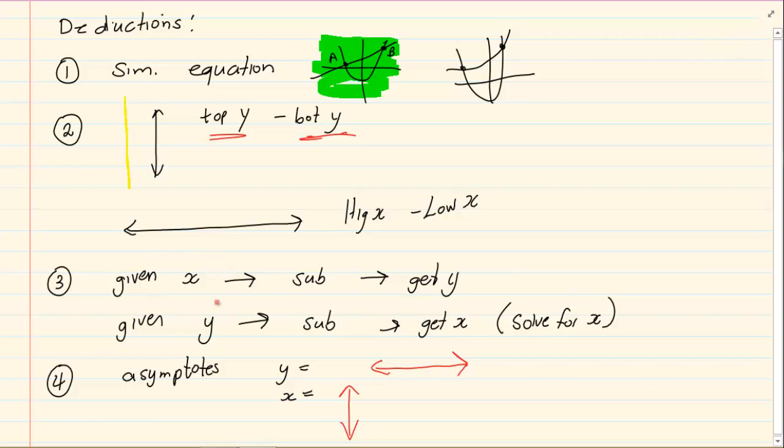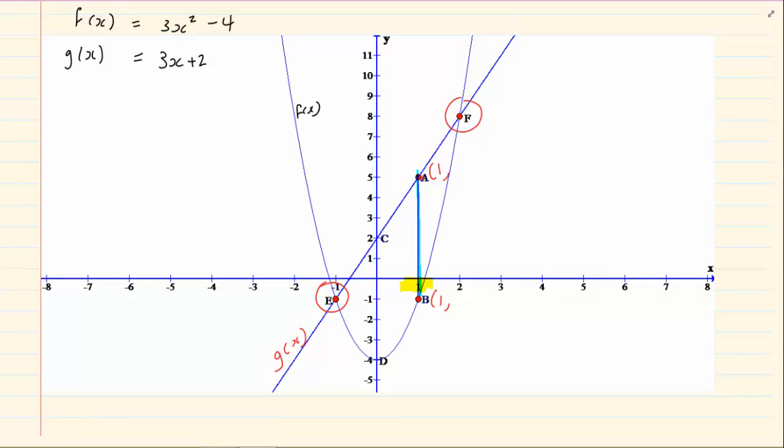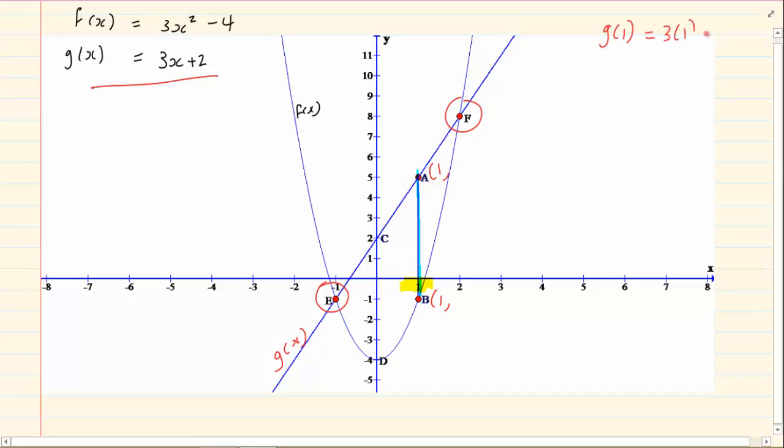Now in order to get y, when we are given x, what do we do? We substitute, and that's how we will get y. So what are they saying? What they mean is, you've got x is 1. A is on which line? It is on the straight line. So in order to get the y value, I'm going to say g of 1, which means I'm substituting x as 1, is equal to 3 times 1 plus 2, which gives me 5. That means at A, my coordinates is 1 and 5.